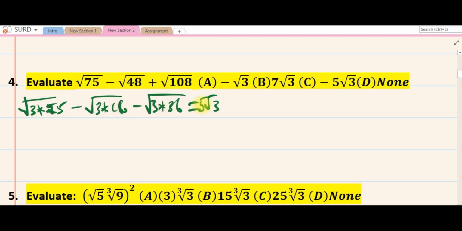Root 16 is 4. So minus 4 root 3. Root 36 is 6, plus 6 root 3. So 5 root 3 minus 4 root 3 is 1 root 3. So plus 6 root 3. 1 plus 6 is 7. So we have 7 root 3. So our answer is B.